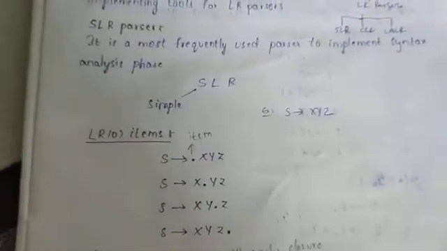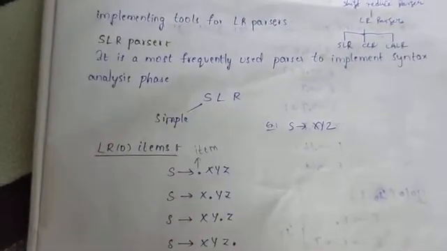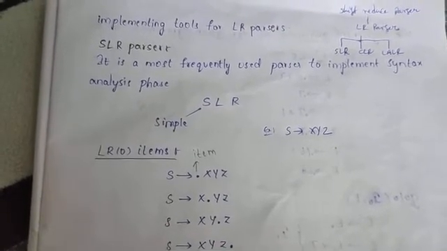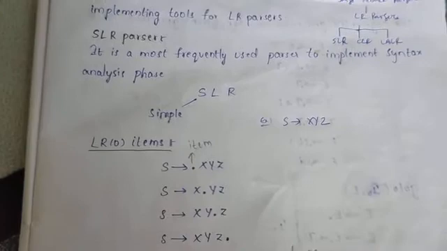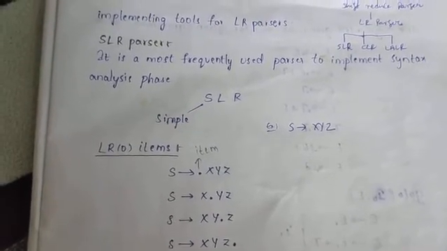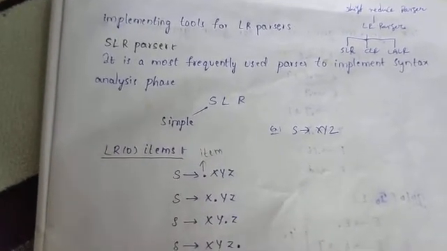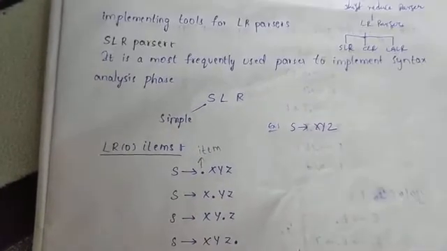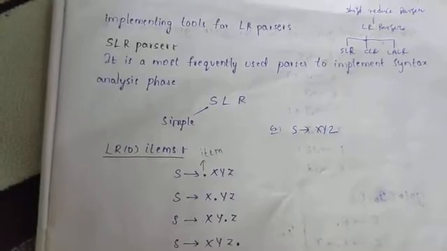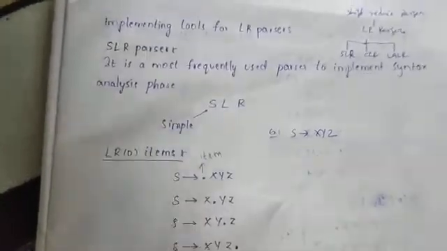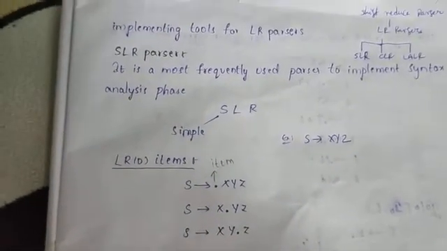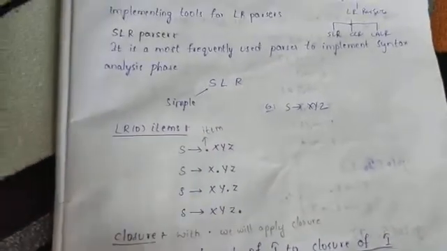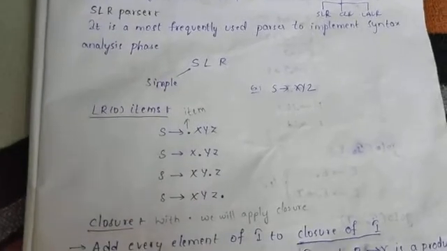The first one is SLR. In SLR we are using simple LR. That means the S stands for simple. Here we are using a simple technique for implementation of parsing tables. For that reason it is called SLR, that means simple LR. In simple LR there are two things we take into consideration.